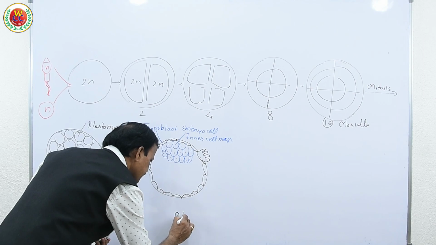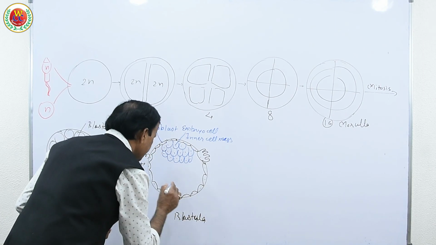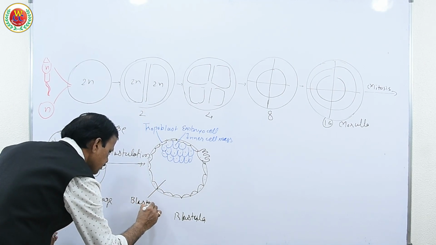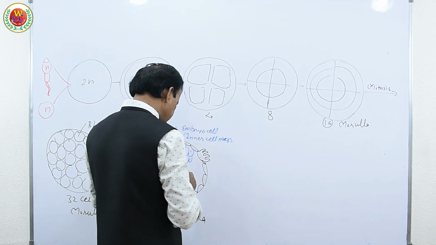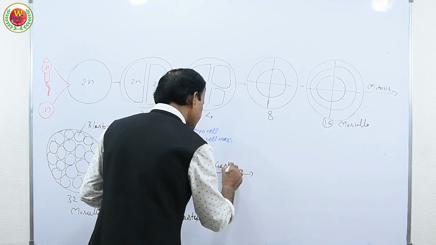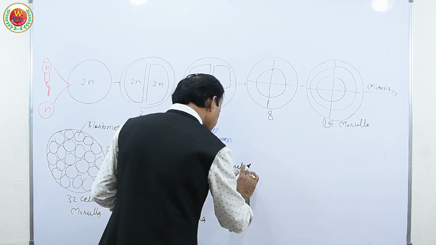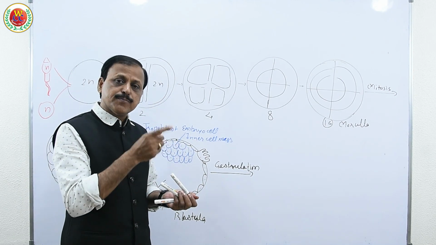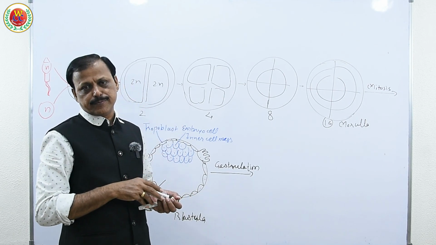This stage is known as the blastula. This is called the blastocoel. This is the inner cell mass. This is the trophoblast. Now gastrulation begins. Gastrulation is the stage that decides whether they are diploblastic acoelomate, triploblastic acoelomate, triploblastic pseudocoelomate or triploblastic coelomate.